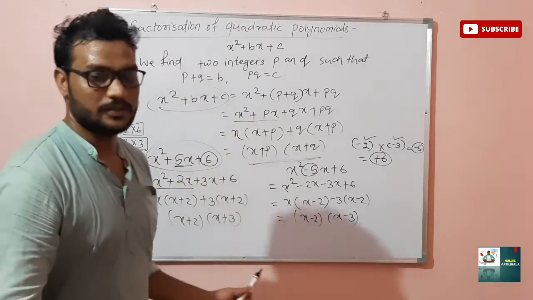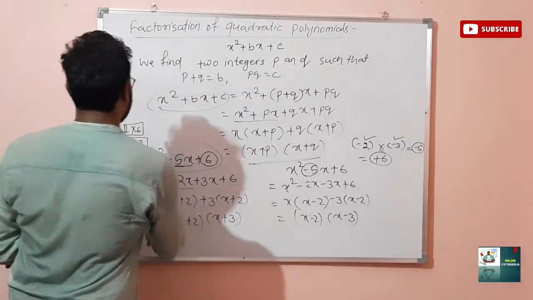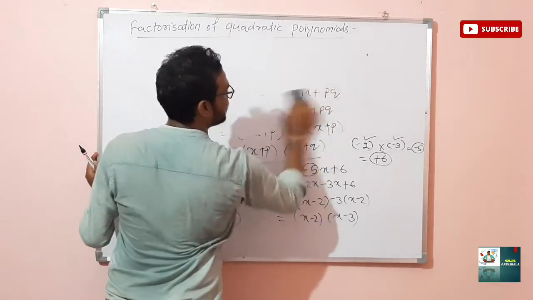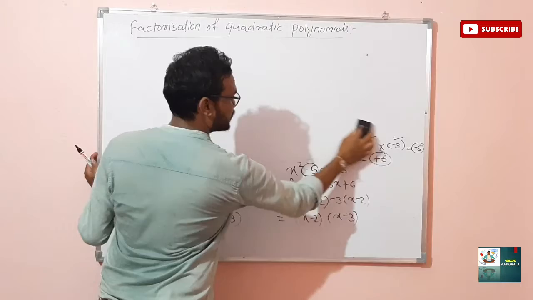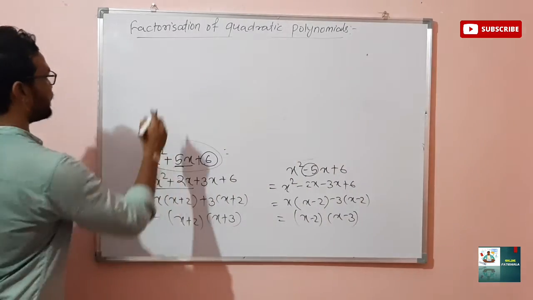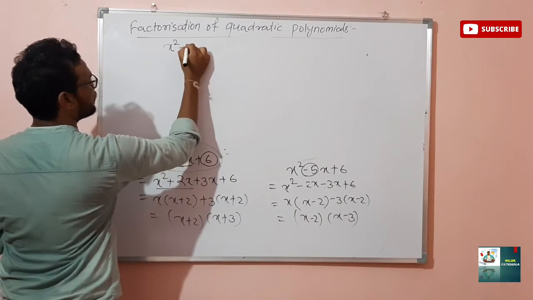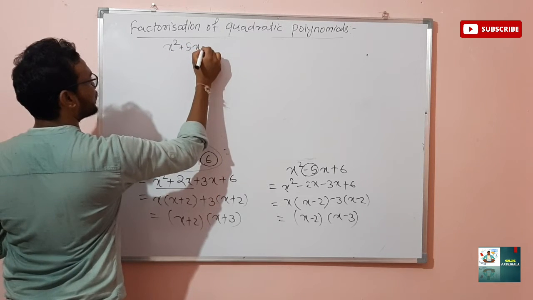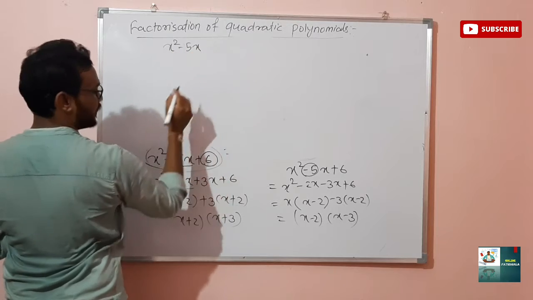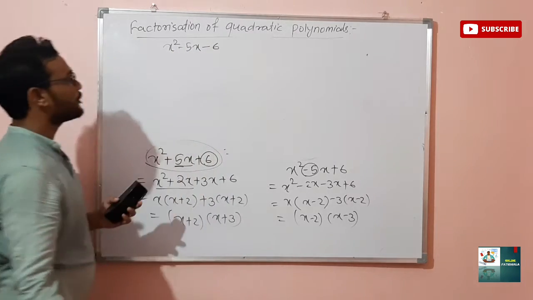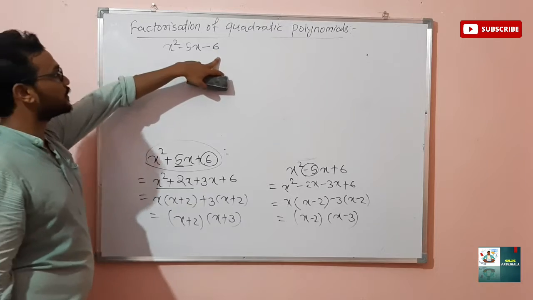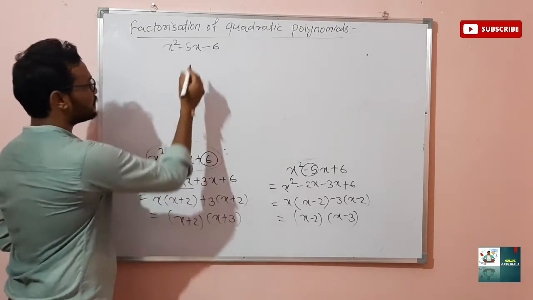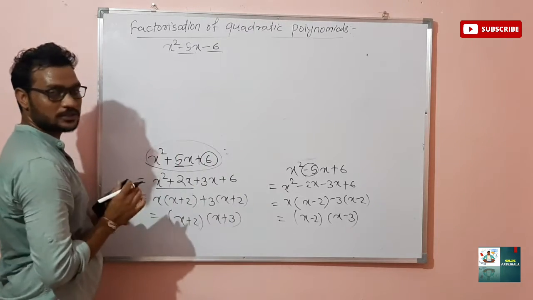Another question, the same but I am going to change the sign a little bit. Look, suppose I have taken x square minus 5x minus 6. Now we have to find two numbers. Their sum is minus 5 and the product is minus 6.